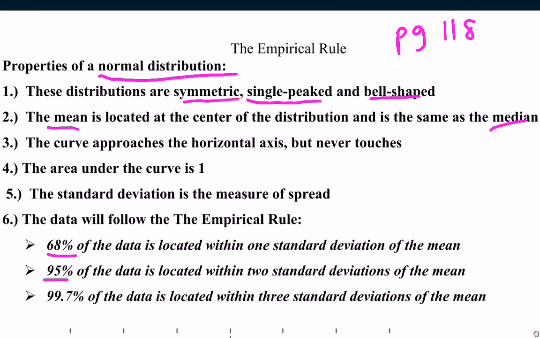95% of data is located within two standard deviations of the mean. And 99.7% of the data is located within three standard deviations of the mean. So those three numbers are important for you to memorize: 68, 95, 99.7. And sometimes it's even called the 68, 95, 99.7 rule. Here's what it would look like.